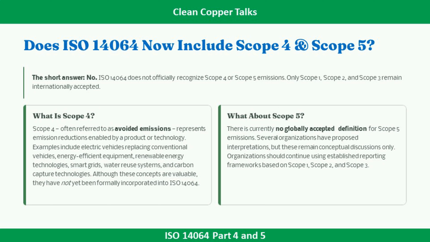Similarly, there is currently no globally accepted definition for Scope 5 emissions. Several organizations have proposed interpretations, but these remain conceptual discussions. Therefore, organizations should continue using established reporting frameworks based on Scope 1, Scope 2, and Scope 3.